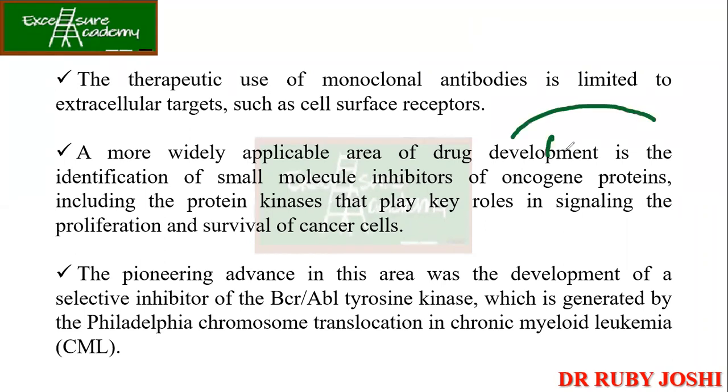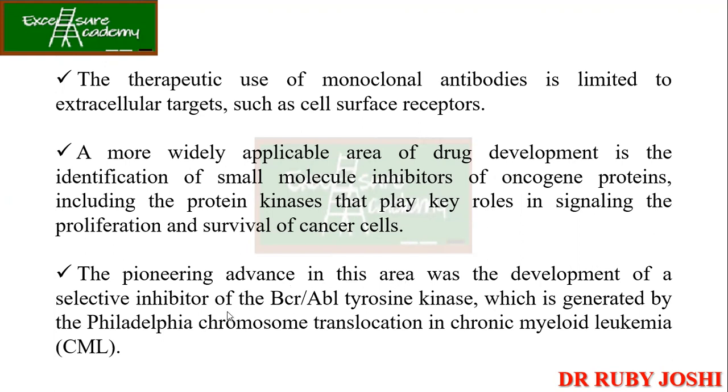It means that if suppose this is your cancer cell, here you have got the cell surface receptors, and to this the monoclonal will come and bind, and this will induce the apoptosis or some other pathways which is resulting in the death of the cancer cells. A more widely applicable area of drug development is the identification of small molecule inhibitors of oncogene proteins, including the protein kinases that play key roles in signaling the proliferation and survival of the cancer cells.